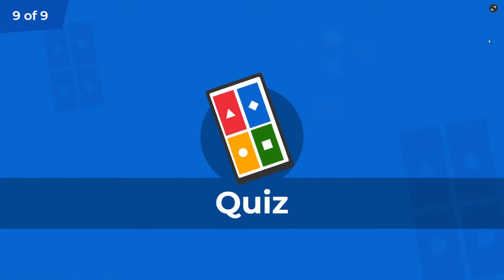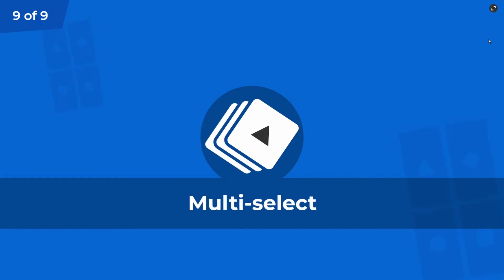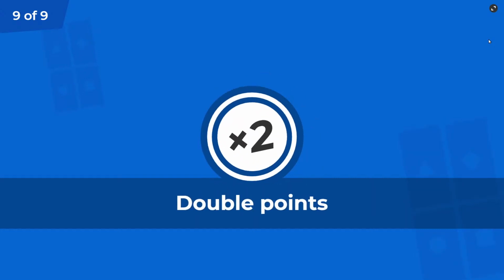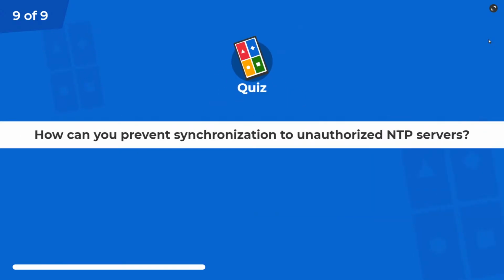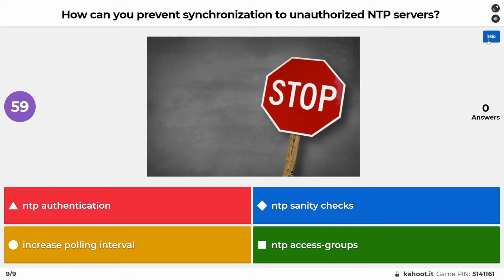And last question, here it is, 9 of 9. And then we'll retreat off to the Discord server if you have further questions. How can you prevent synchronization to an unauthorized network time protocol server? Choose all the correct answers.